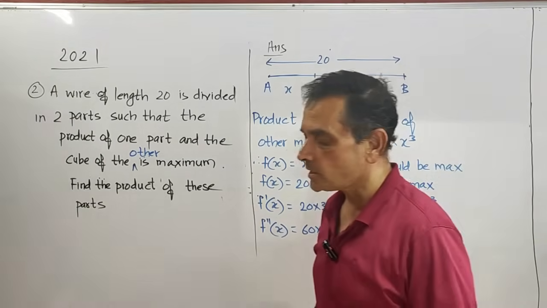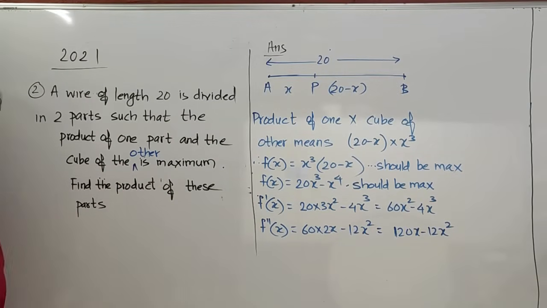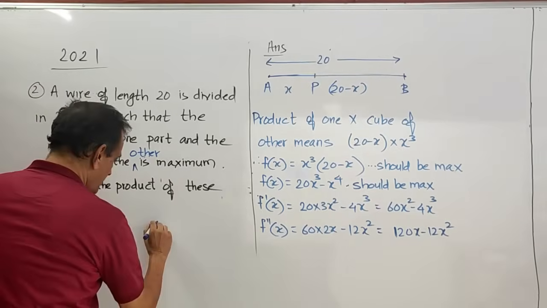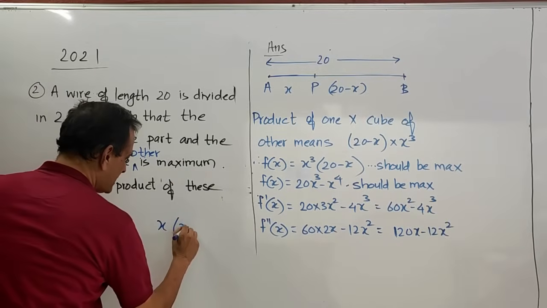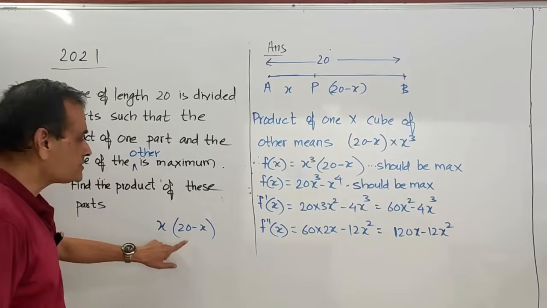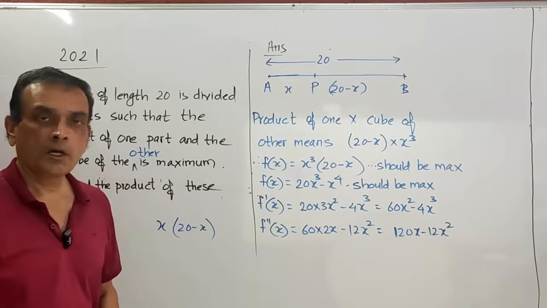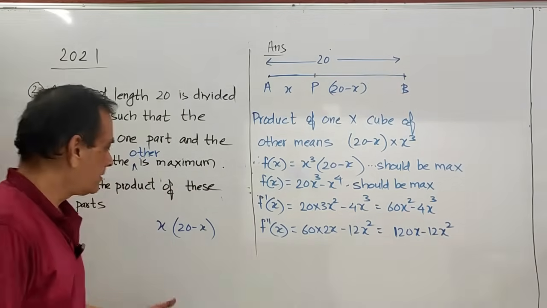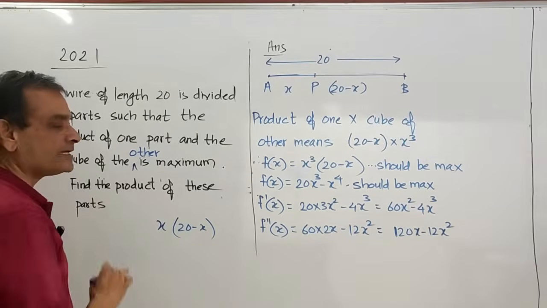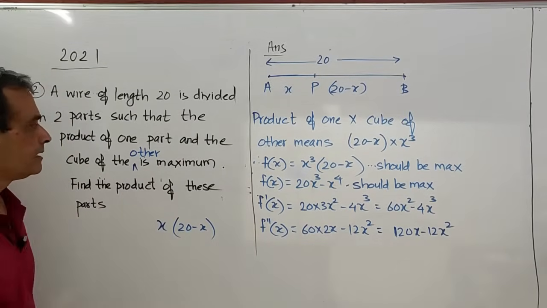मीन्स व्हाट, जरा ध्यान से देखो. प्रोडक्ट यानी मल्टीप्लीकेशन. If I take x into 20 minus x, it just becomes product of the two parts, this into this. लेकिन उन्होंने बोला है क्यूब ऑफ वन पार्ट into the other part. So I have a choice.